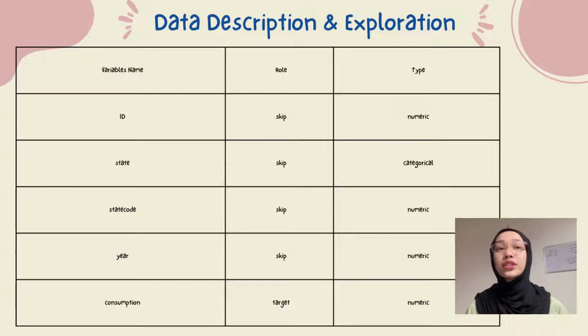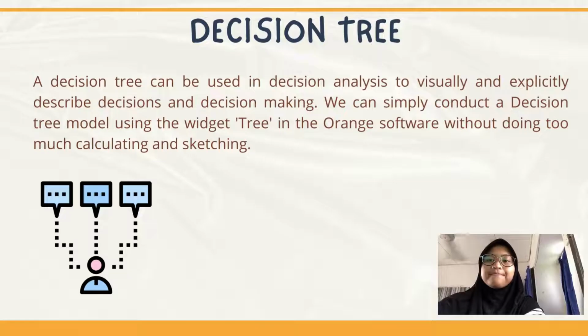Then, we also choose the variable consumption as our target variable. Other variables that do affect the consumption will be set the role as feature, while other irrelevant variables will be set the role as skip. The table shows the variables of the natural gas dataset with their roles and types.